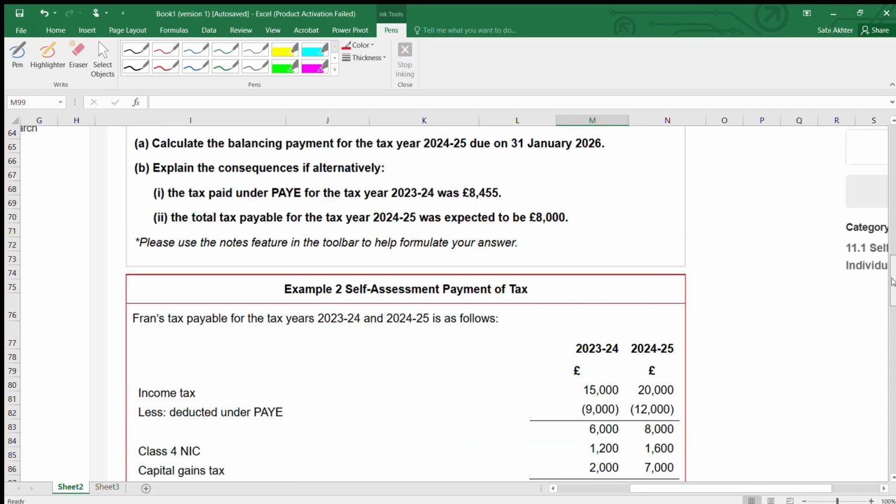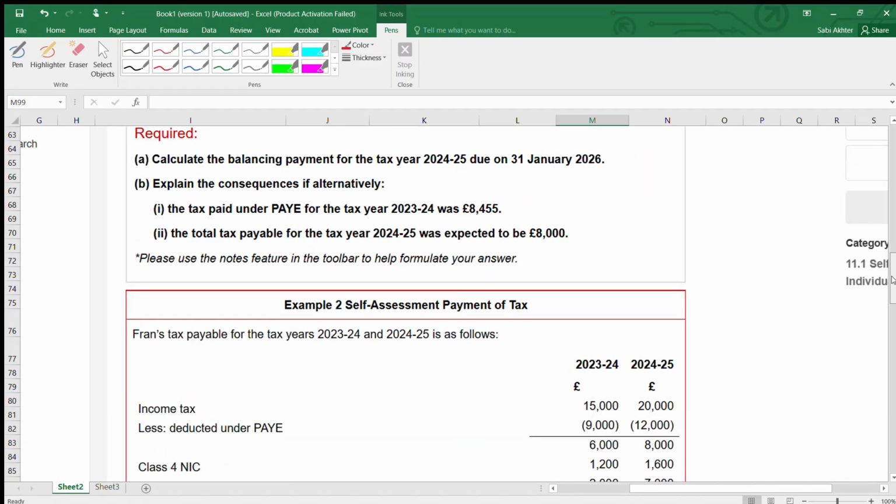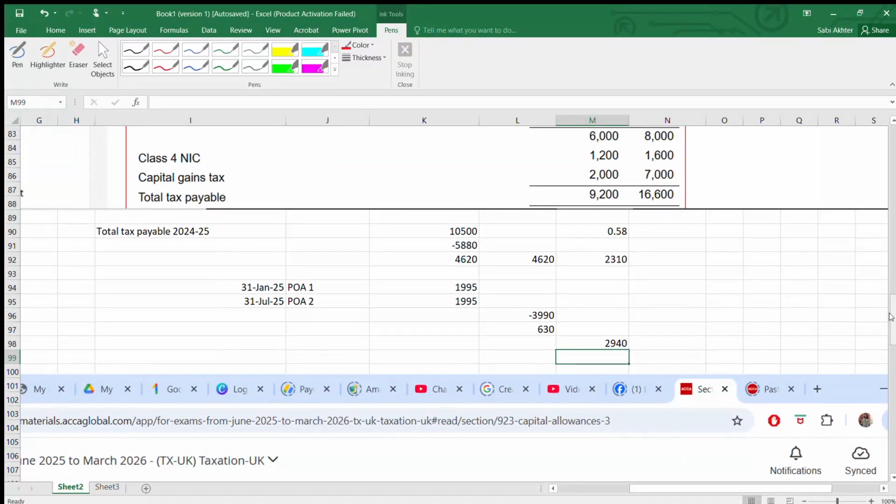What is the question? Calculate the balancing payment for the tax year 24-25 due on 31st Jan. So the total payment that is due on 31st Jan 2026 is 2940, but the balancing payment is only 630. The actual answer is this, because they asked for the balancing payment specifically. They didn't say total payment. If they had asked for the total payment for 31st Jan 2026, the answer would be 2940. They just asked for the balancing payment. So the answer is 630.